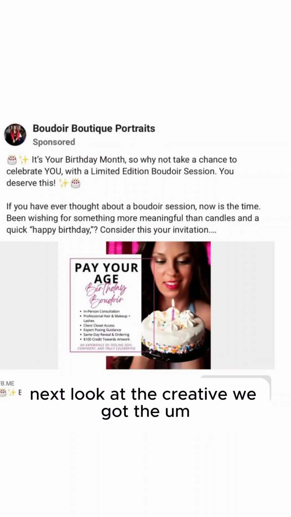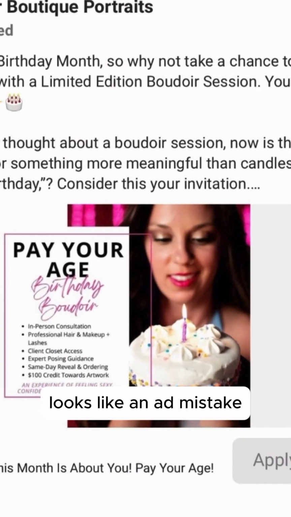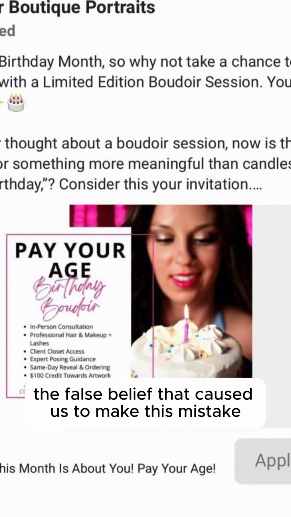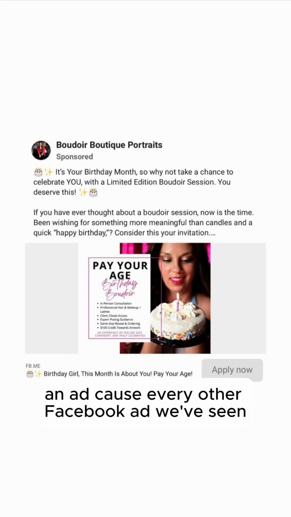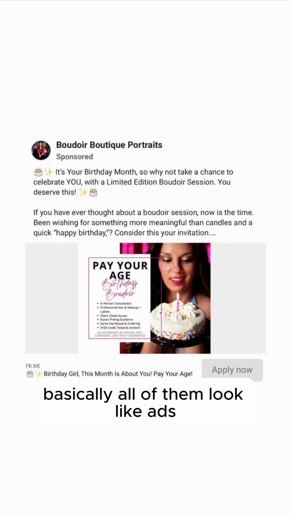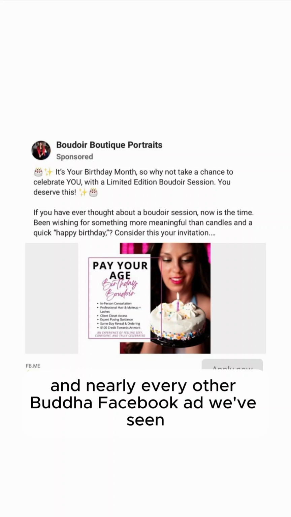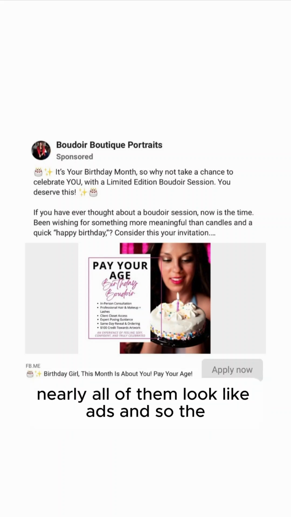Next, look at the creative. We've got the "looks like an ad" mistake. The false belief that caused us to make this mistake is that we're making it look like an ad, because every other Facebook ad we've seen, basically all of them look like ads, and nearly every other Boudoir Facebook ad we've seen, nearly all of them look like ads.